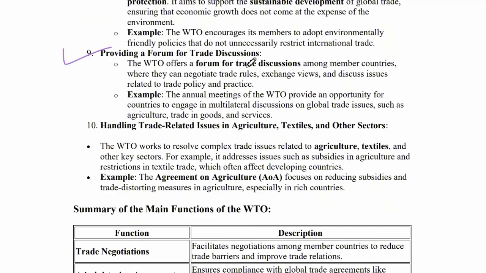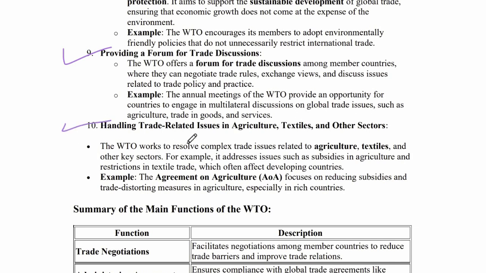Ninth, providing a forum for trade discussion. The WTO offers a forum for trade discussions among member countries where they can negotiate trade rules, exchange views, and discuss issues related to trade policy and practice. Example: the annual meetings of the WTO provide an opportunity for countries to engage in multilateral discussions on global trade issues such as agriculture, trade in goods and services.